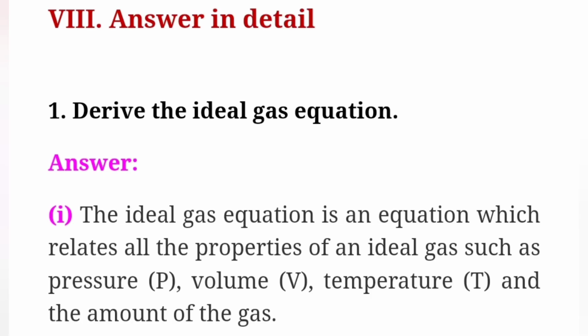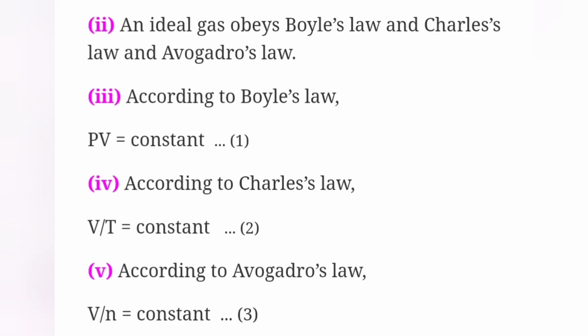Eighth Roman letter, answer in detail. First one, derive the ideal gas equation. Answer, the ideal gas equation is an equation which relates all the properties of an ideal gas such as pressure P, volume V, temperature T and the amount of the gas. Second point, an ideal gas obeys Boyle's law, Charles' law and Avogadro's law.